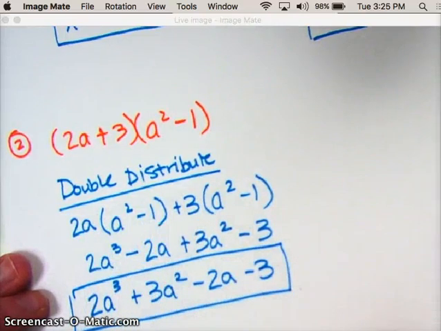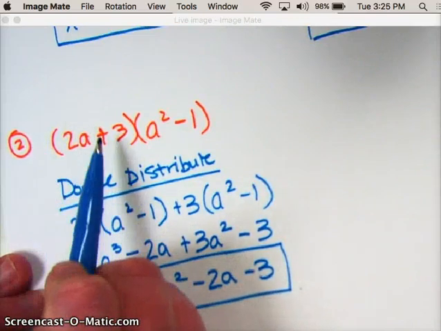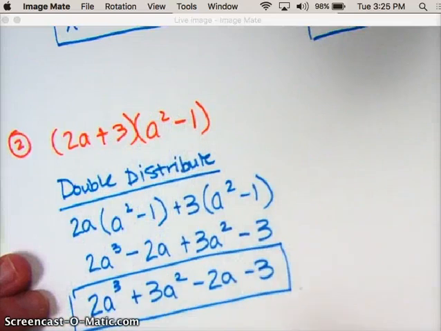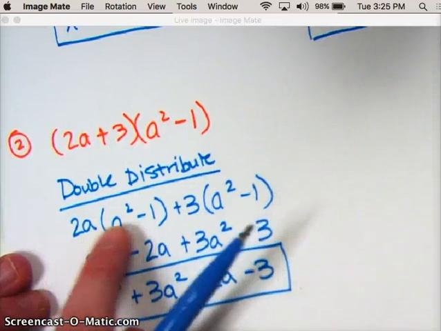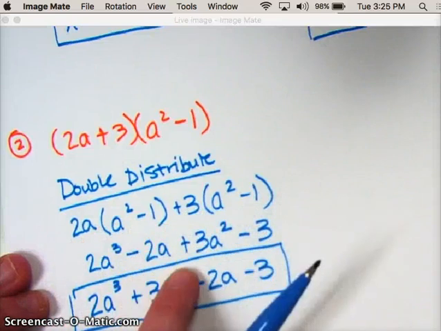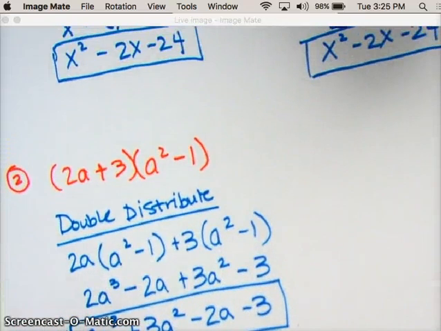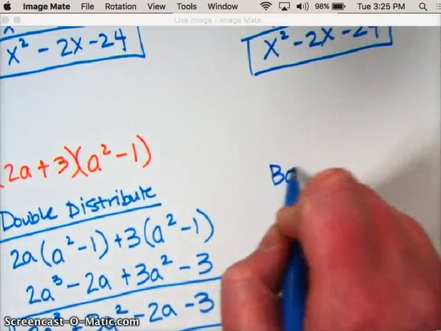Why do you think it would be called double distribute? Okay. The first distribute is that we're taking the binomial and distributing it to each of the binomial parts of the second factor. And then from there, we're distributing each monomial times the binomial. So we're distributing twice. The other method that we can use for this problem is the box method.